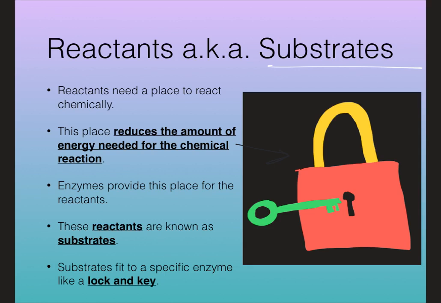When we're talking about fitting in like a lock and a key, you know that if you have a specific key, it's only going to open a certain lock. It's not going to open every single lock out there in the world. It's specifically made for a certain one. That's how enzymes and substrates work. A specific substrate fits with a specific enzyme. It doesn't fit with all enzymes. So we need to make sure that they're a perfect fit in order for this chemical reaction to take place the way we plan for it to take place with the use of the enzyme.